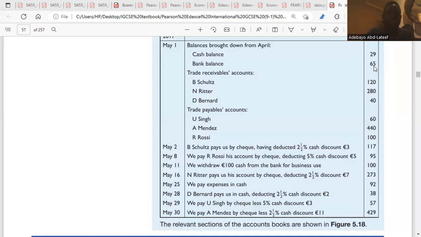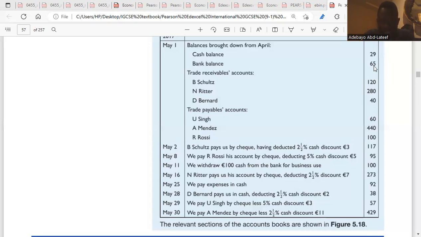On the debit side of our cash book, we're going to have discount allowed for May 2nd for Schultz, 3 euros, and the amount Schultz paid to the bank, which is a bank payment, a check of 117. Is that clear? For Schultz, we have discount allowed of 3 euros and 117 euros in the bank column on the debit side. Clear.